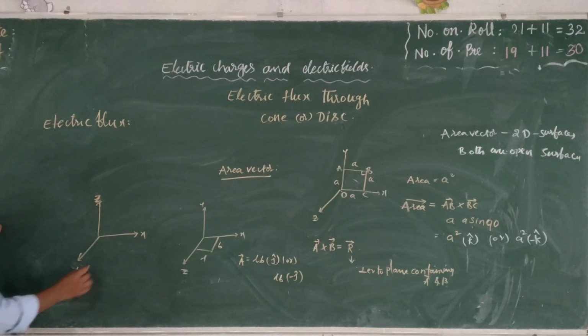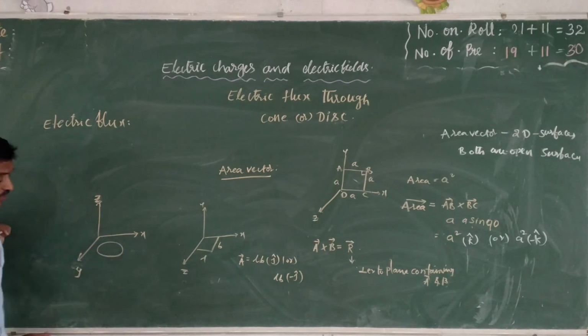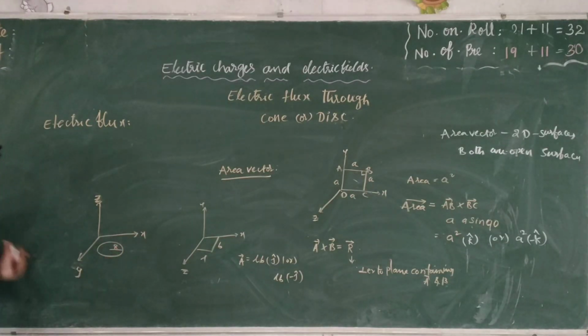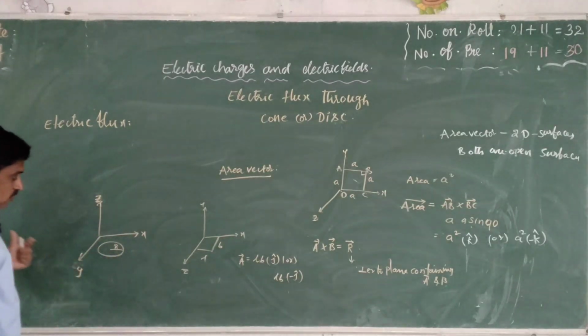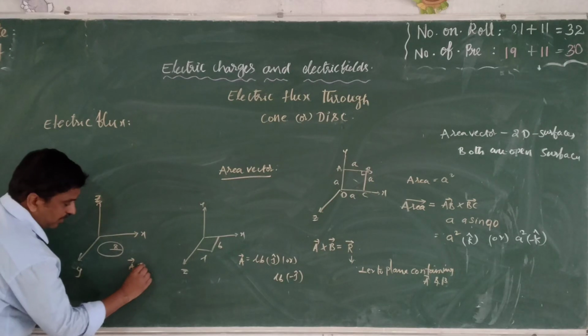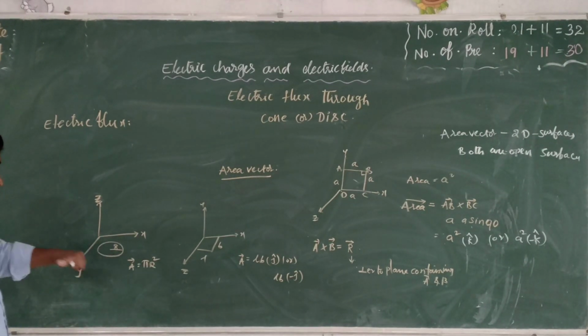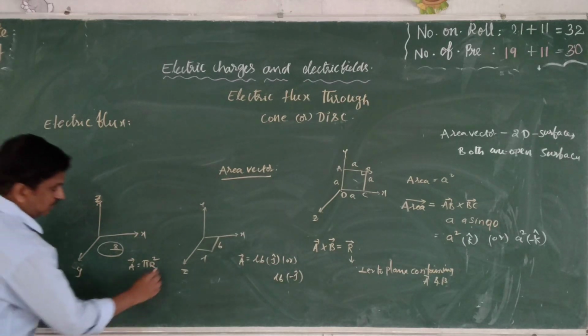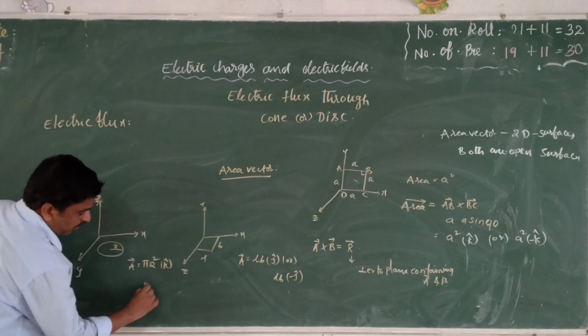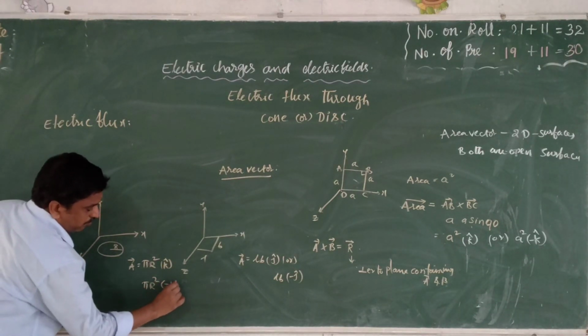Now here a circle is there. The radius is r, and it is in the xy plane. In this case, what is the area? Area is pi r square. The direction of the area vector is perpendicular to this plane. Perpendicular to the xy plane means z, so we can write k cap. So we write pi r square k cap or minus k cap.